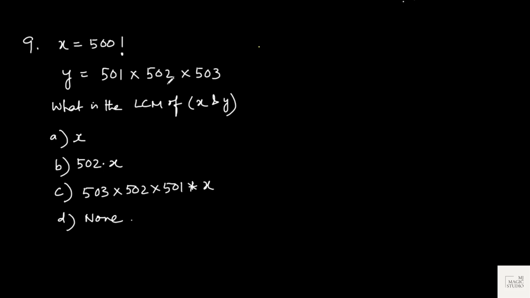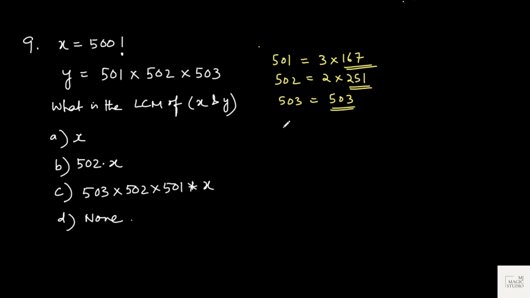Now let us use some concepts of factorial. We know what factorial is. Factorial 500 means 1 into 2 into 3 into 4 till 500. Now, what is 501? 5 plus 1 is 6, so it is divisible by 3. It is 3 into 167. 502 is 2 into 251. And 503 is simply 503 because it is a prime number. 167 is a prime number, 251 is a prime number, 503 is a prime number.